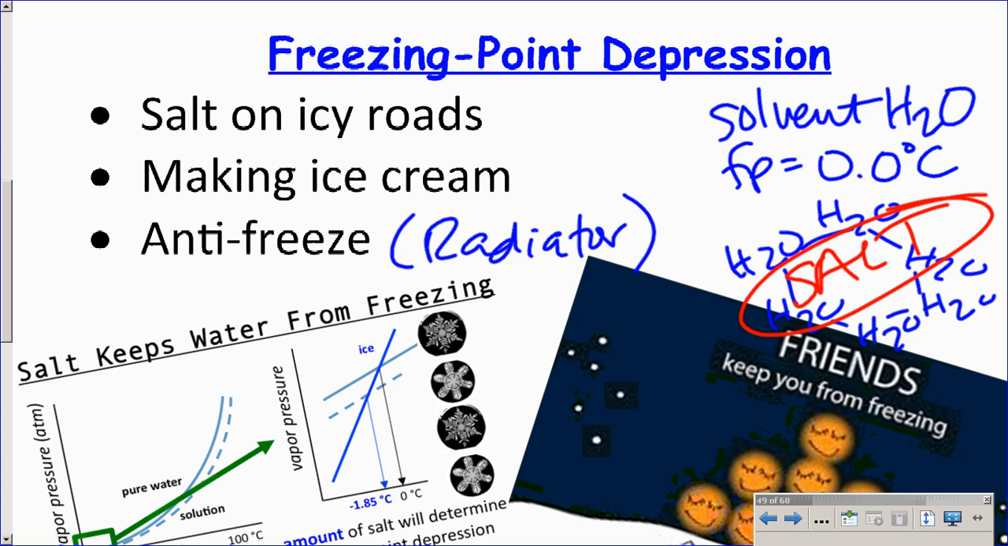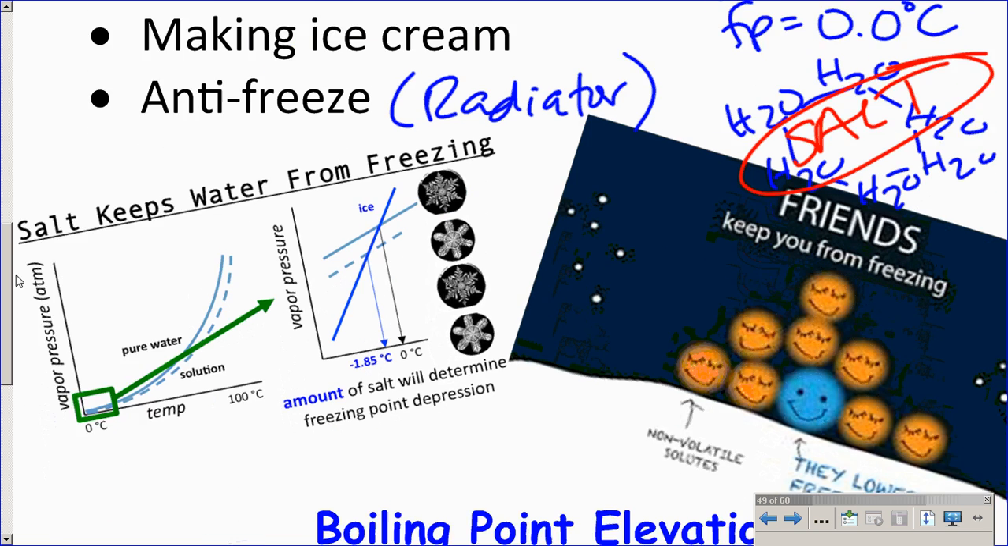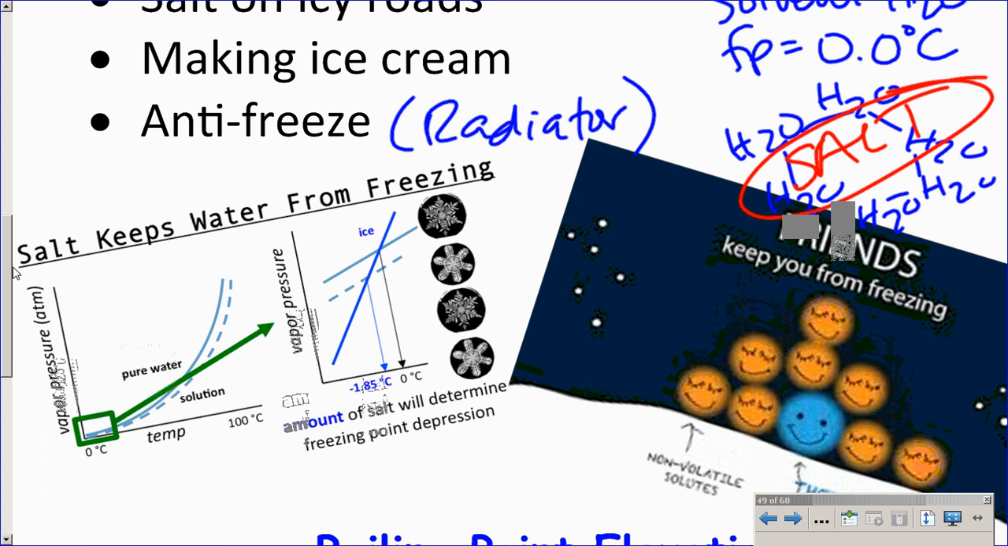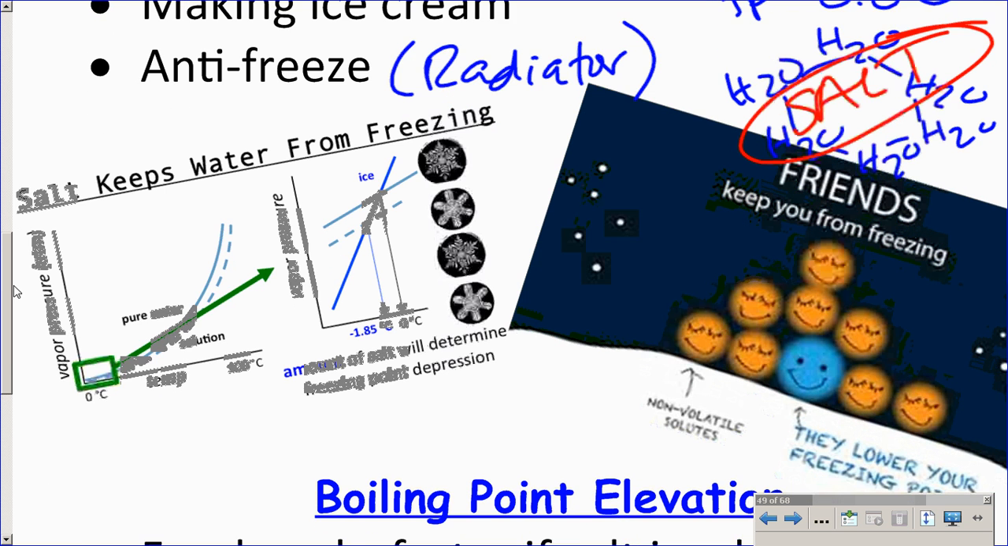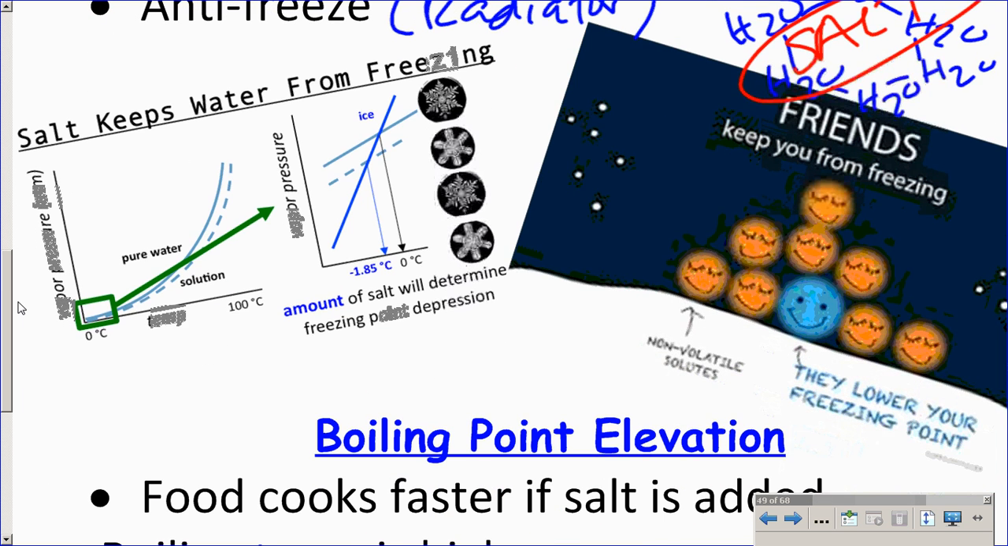Okay. So same thing with making ice cream. We're going to lower the freezing point of water. We'll put milk in a bag. The milk starts to freeze. It makes a yummy dessert. So you can kind of see it stops the formation of ice crystals.